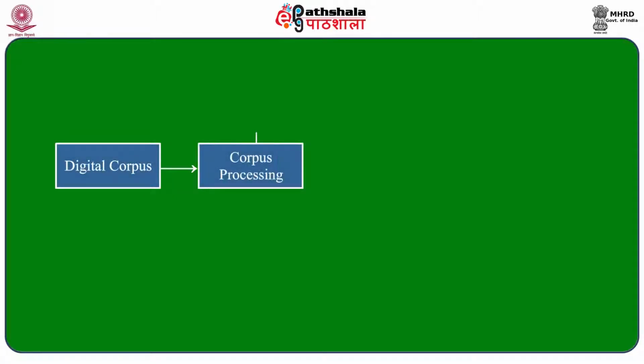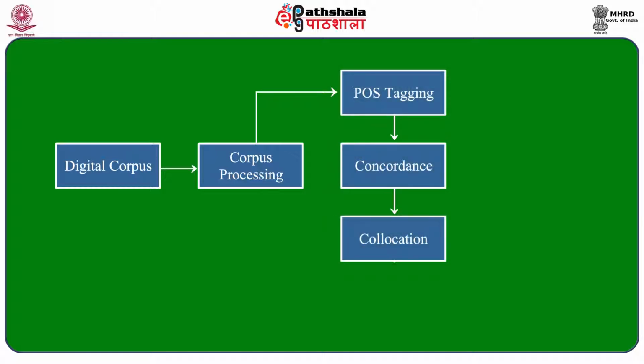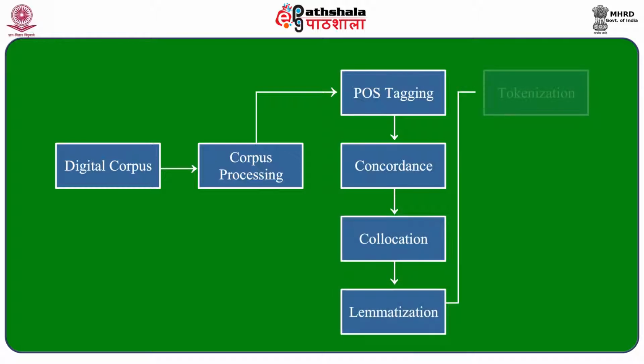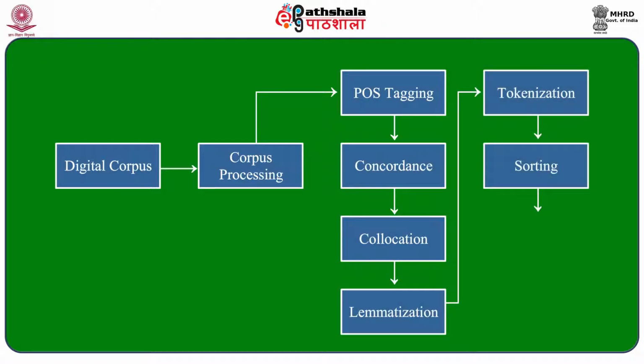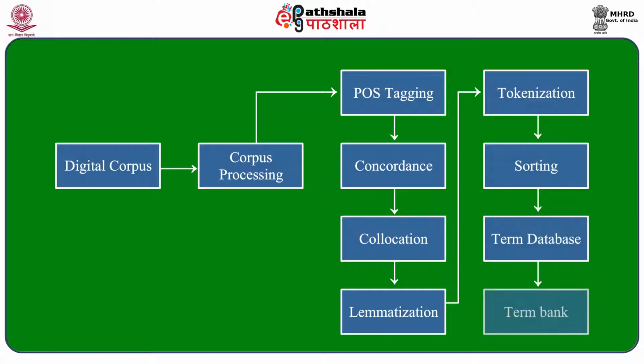The research methodology is something like this. Here we have a digital corpus at our disposal. Then we do corpus processing using processing tools. Then we do the task of part-of-speech tagging of the corpus. Once the tagging is done, we can run concordance, collocation and lemmatization processes on the corpus. Once the lemmatization process is carried out, we can tokenize the terms. Once terms are tokenized and sorted out, the term database is generated. Ultimately, these term databases are converted into a term bank.